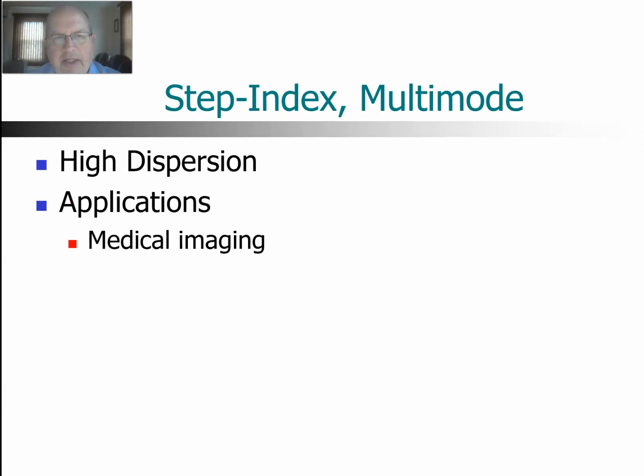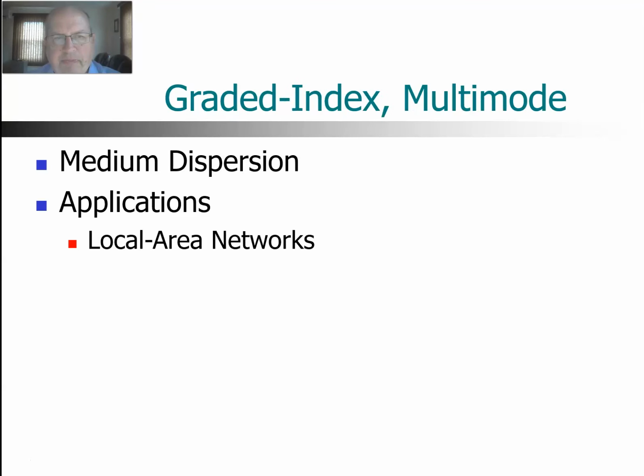So step index has high dispersion. That's the canceling out of the light beam. These are used for medical imaging, and basically in this application you're only looking at a very, very short piece of fiber, perhaps only 3 feet or something like that. It really is not much of an issue there because the length is so short.